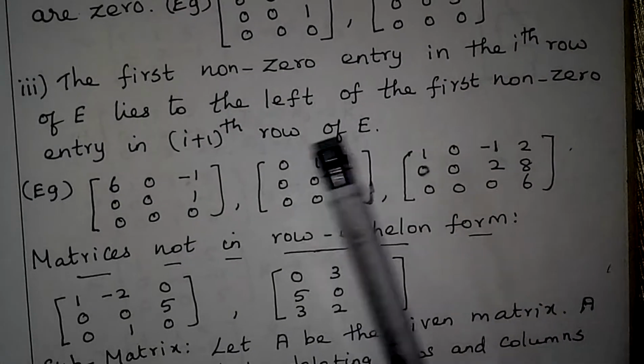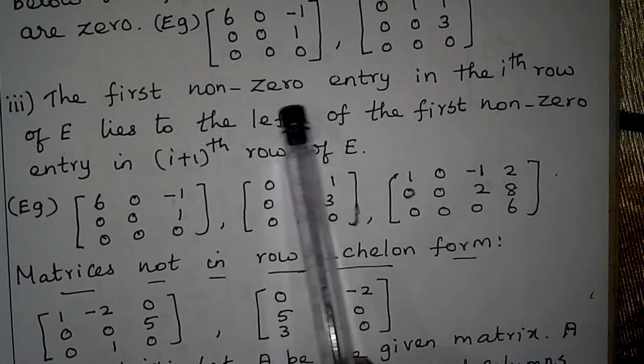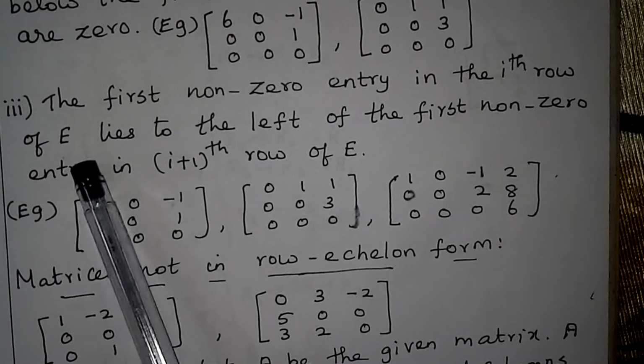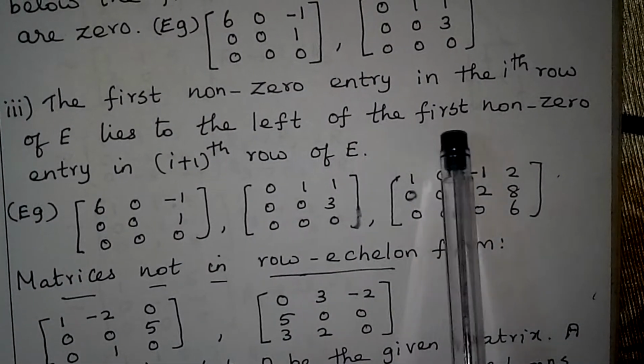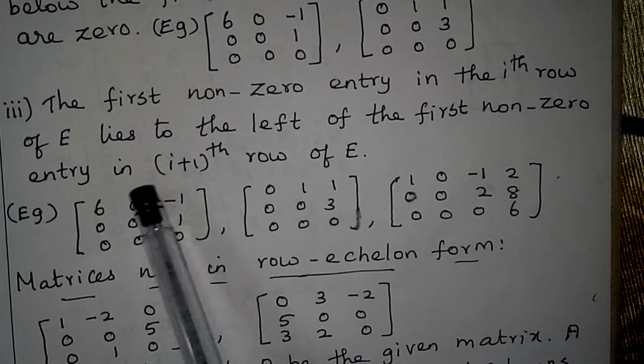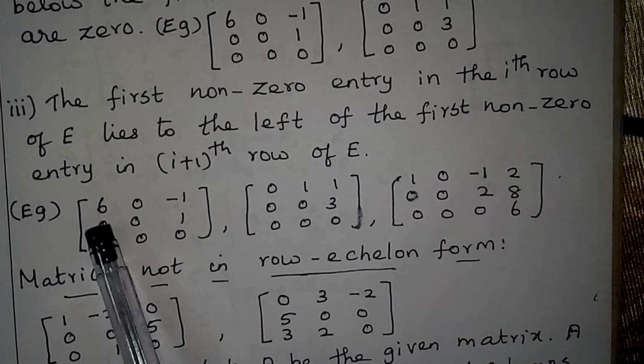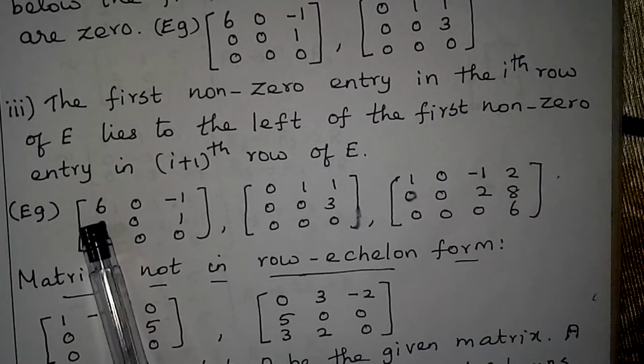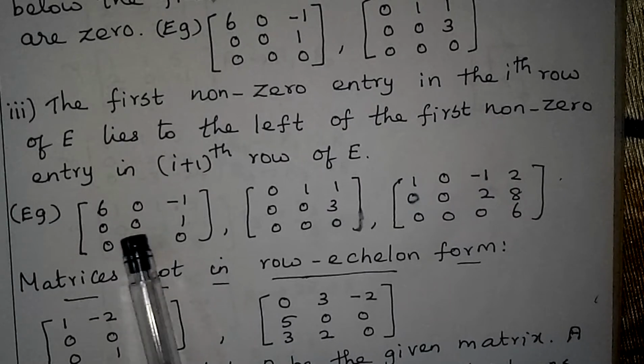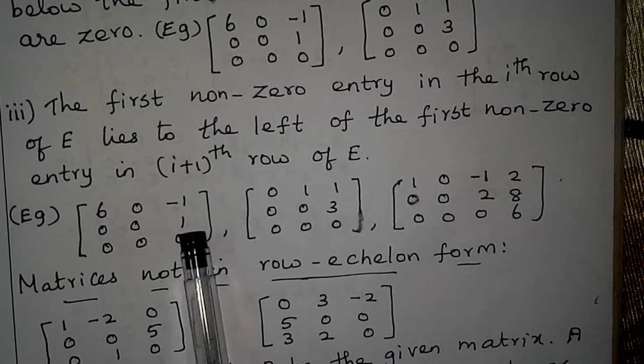Now the third point. The first non-zero entry in the ith row of E lies to the left of the first non-zero entry in the (i plus 1)th row of E. Listen here. In the first row, the first non-zero element is 6. In the second row, the first non-zero element is 1.